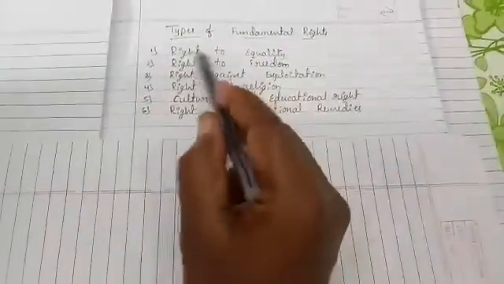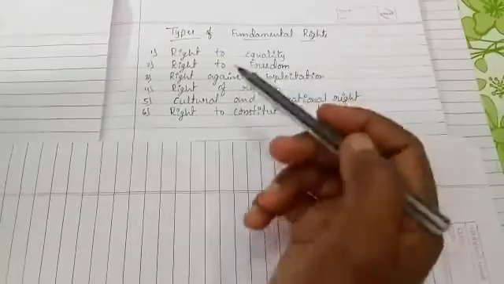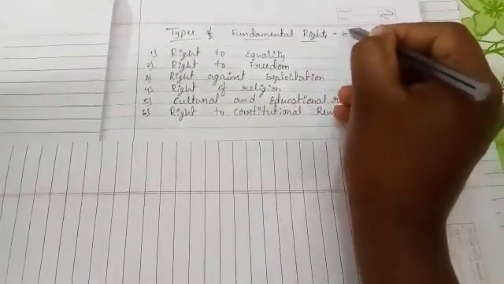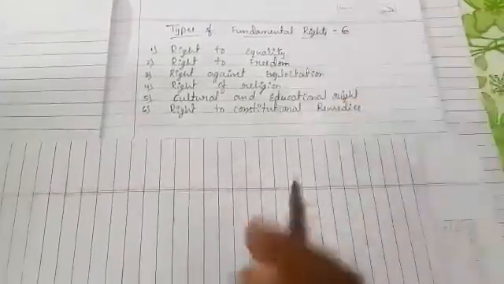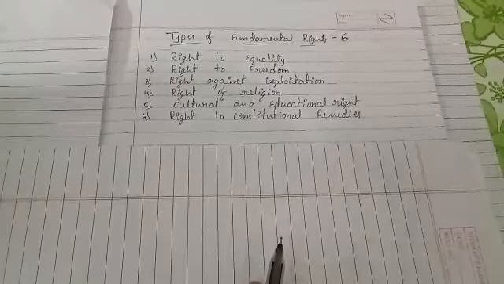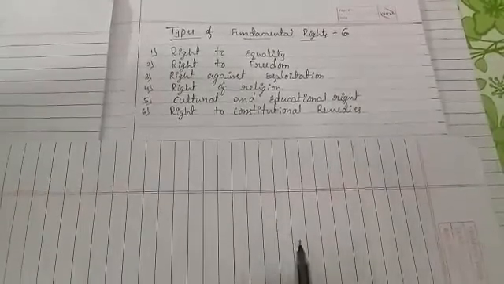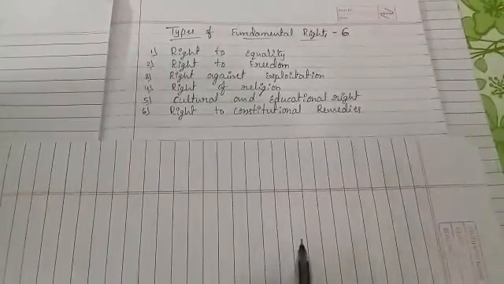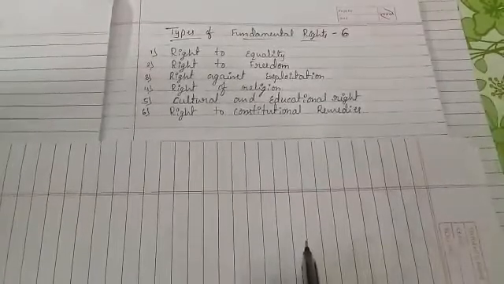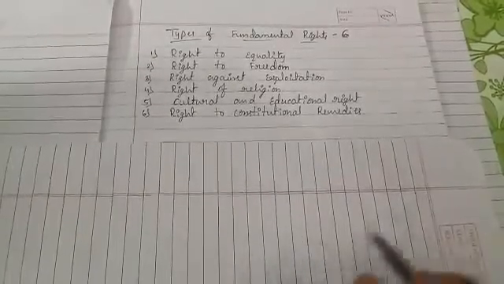Next, types of fundamental rights. There are 6 fundamental rights. We can see one by one what is special about each right. The Constitution of India has prominently provided 6 fundamental rights to all its citizens. We can see them one by one.